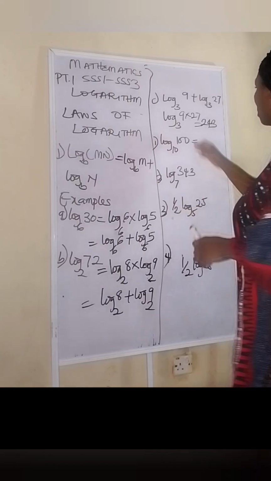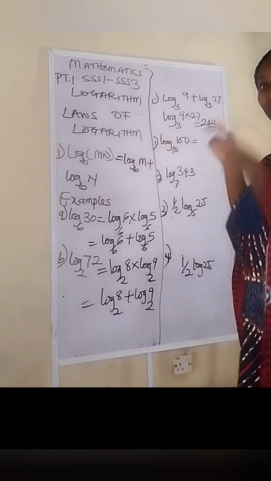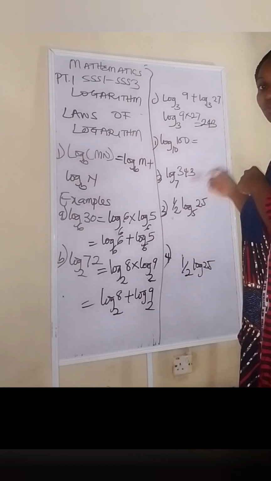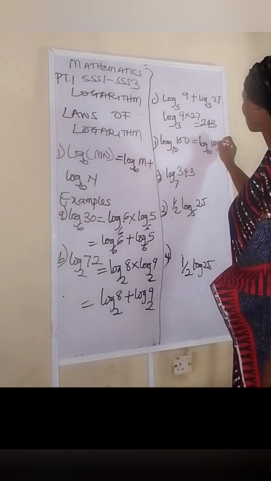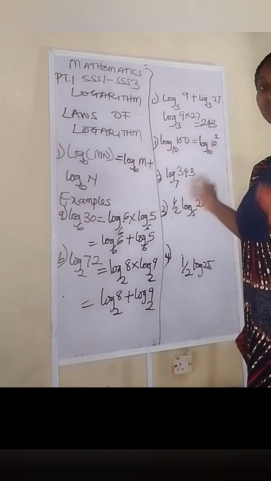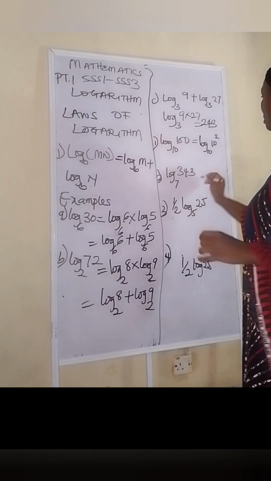Okay, 10. So 100, what gives us 100? 10 raised to power 2. Do you understand? So 10 raised to power 2 gives us 100. So that's how we're going to solve this one. So 100 means 10 raised to power 2. Do you understand? So that's for that.